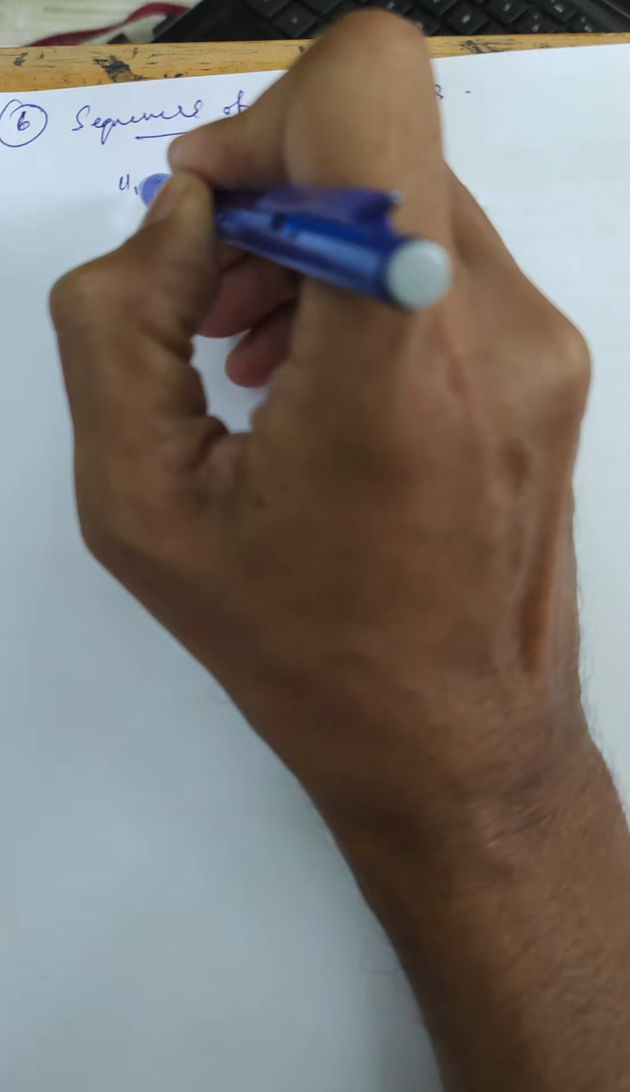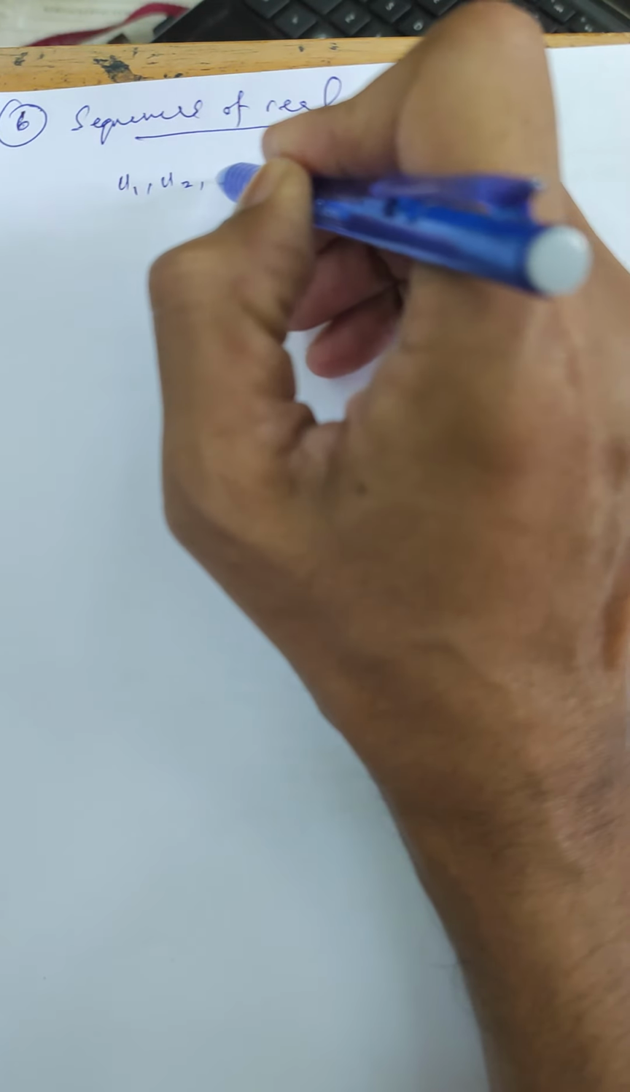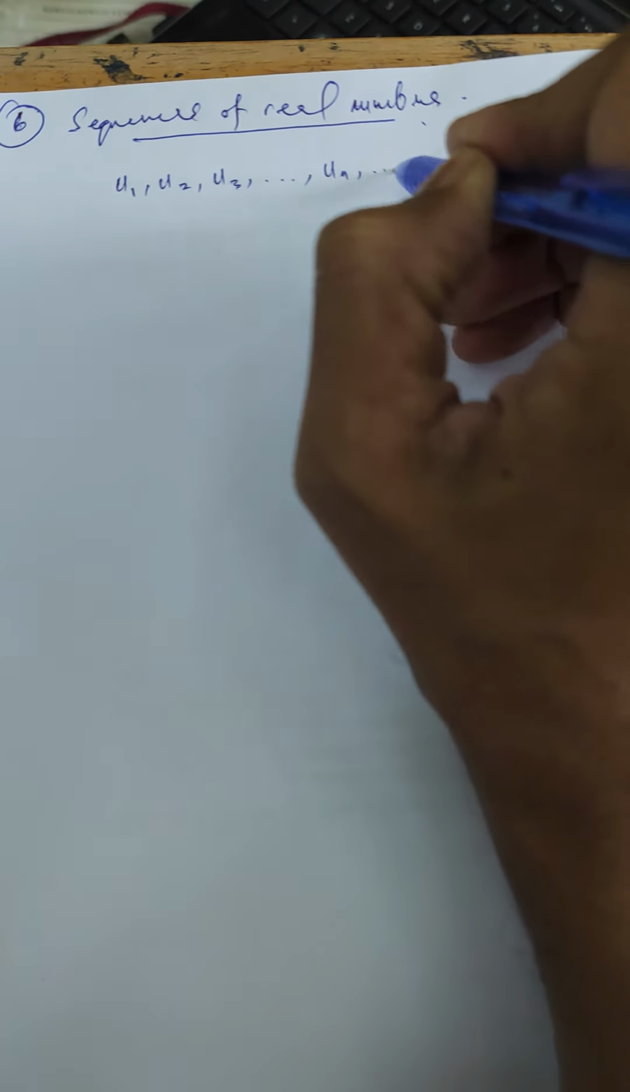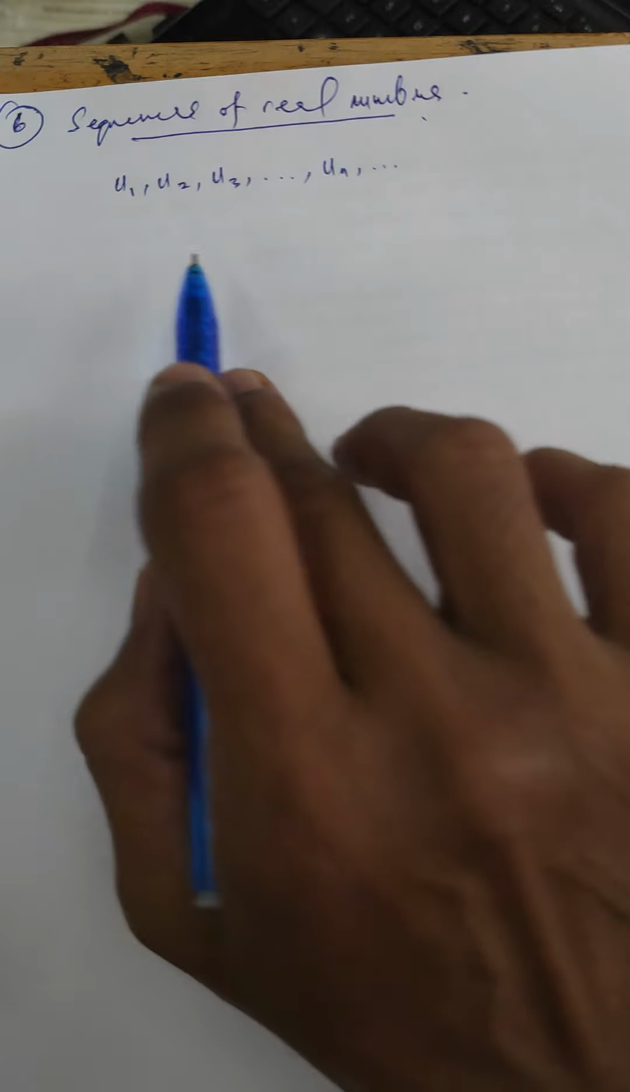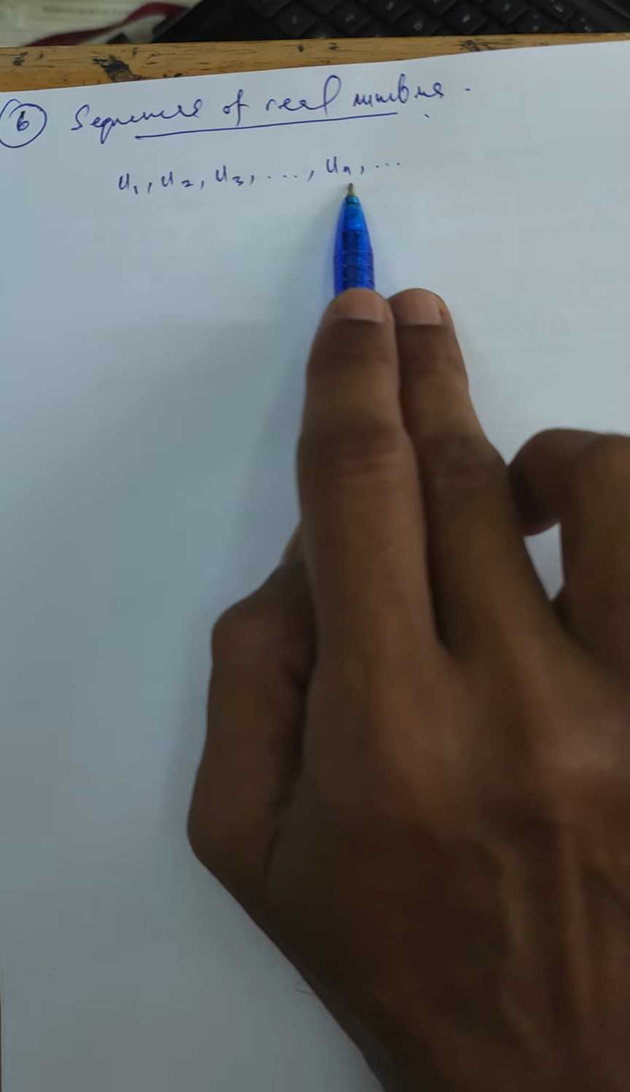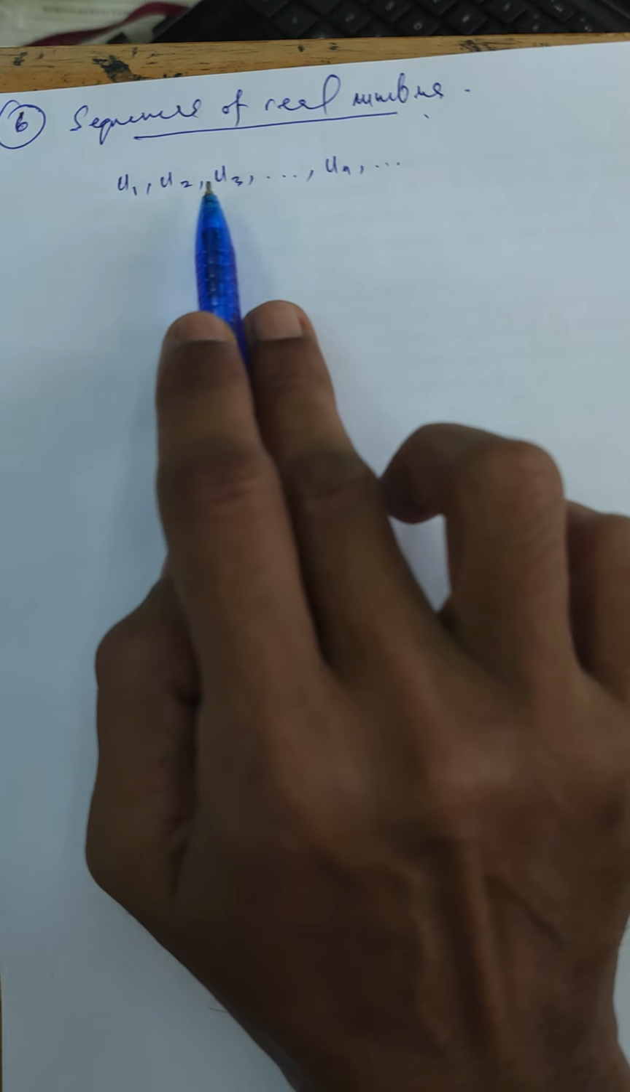So a sequence is basically written in a definite order, like we have U1, U2, U3, and so on, UN. Of course, this is the first term, this is the second term, and so on. We have up to n terms. Here is the number of terms: 1, 2, 3, 4, 5 and so on. We don't have a term number 1.1 or 1.2. We have definite numbers 1, 2, 3, 4, 5. So this is the term.